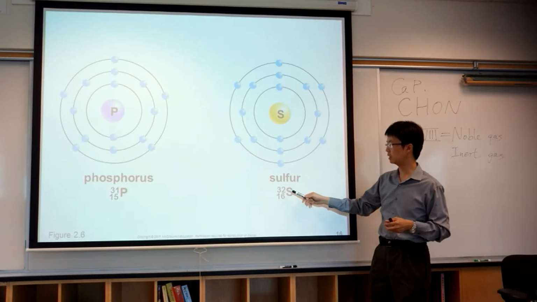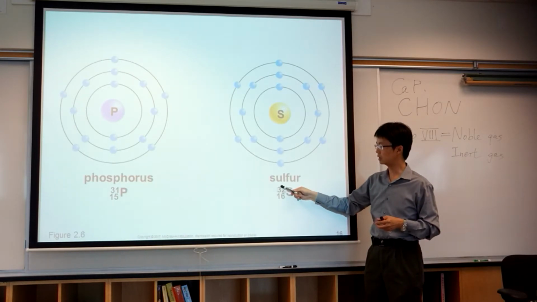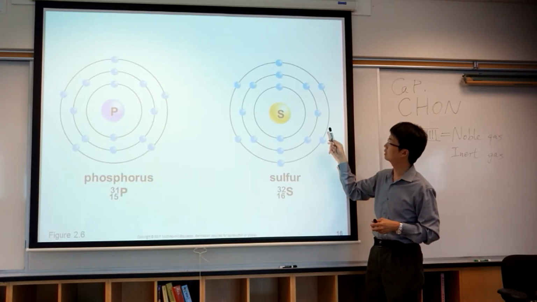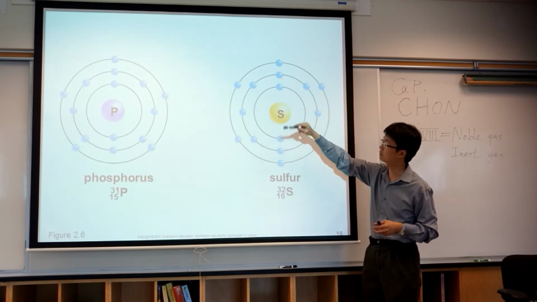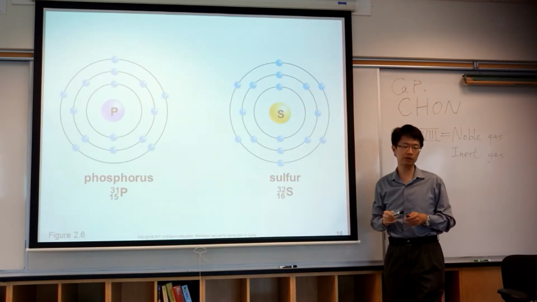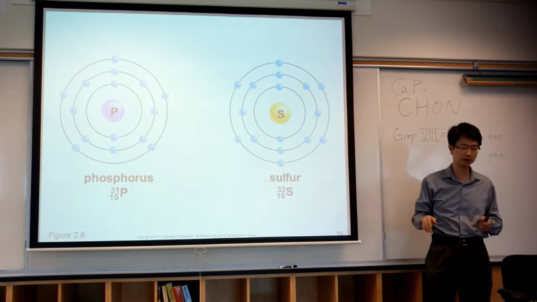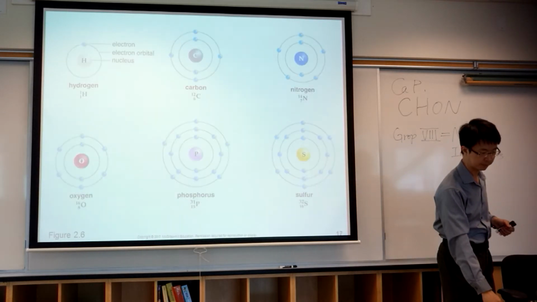Sulfur in this case has 16 protons and 16 neutrons. In this case, you can see that 1, 2, 3, 4, 5, 6. It has 6 outermost electrons. So it is still not fulfilling the octet rule. This is just a summary.